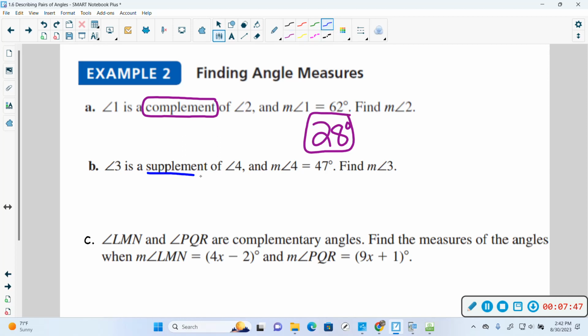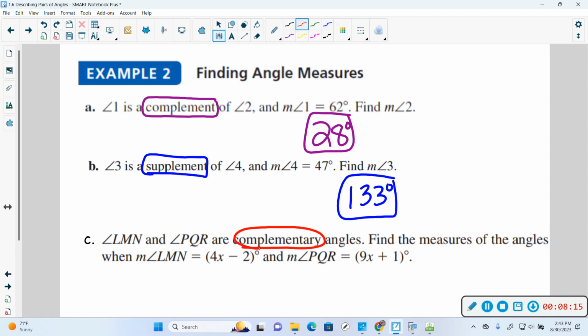Okay, supplement. That's the 180. So you're at 47. You might need a calculator for this one. How much more do you need to get to 180? 153. I think 153 is, there we go. So 47 and 133 total to 180. Okay. So much good vocab.